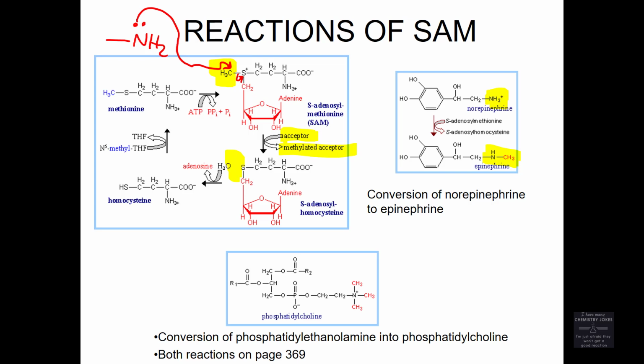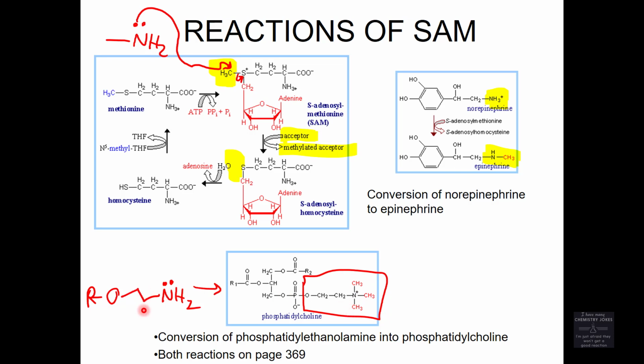It also converts phosphatidylethanolamine into phosphatidylcholine. Phosphatidylethanolamine is the NH3 plus version, where this is the part that I drew, but that lone pair on the NH2 attacks SAM and gets one methyl. It attacks another unit of SAM and gets another methyl. It attacks another unit of SAM and gets another methyl. It gets all three of those methyls from SAM, S-adenosylmethionine.